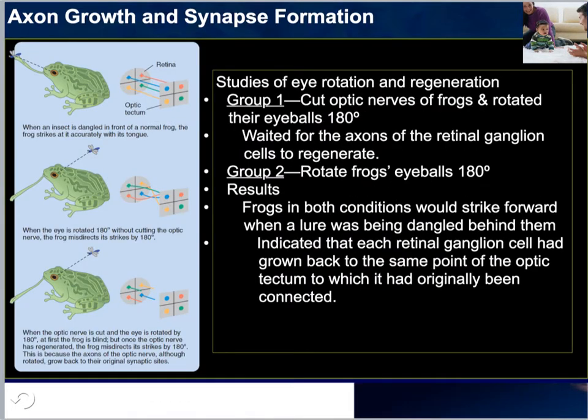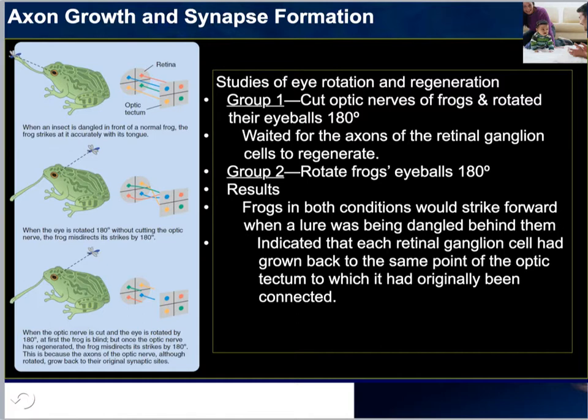Axonal growth is very important, as it is through those that we are able to carry the neural impulses across to other dendrites. In a classic study done by Roger Sperry in 1963, Sperry cut the optic nerves of frogs, rotated their eyeballs 180 degrees, and then waited for the axons of the retinal ganglion cells, which compose the optic nerve, to regenerate, that is, to grow again.